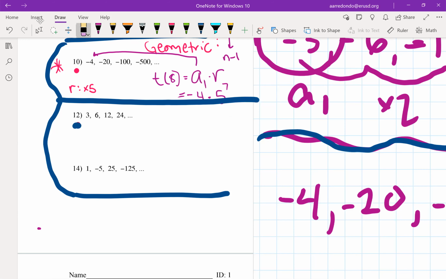And end it with this one. Number 14. 1, -5, +25, -125, and so on. And I still want the 8th figure. Just use your notes.